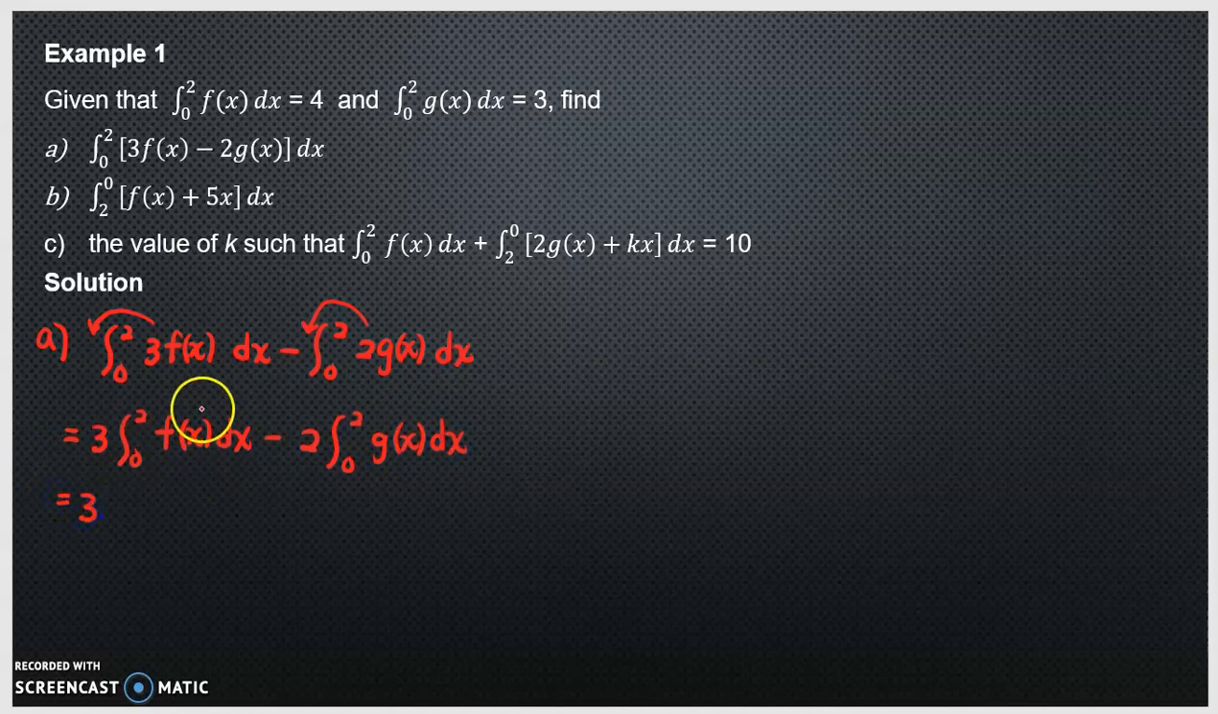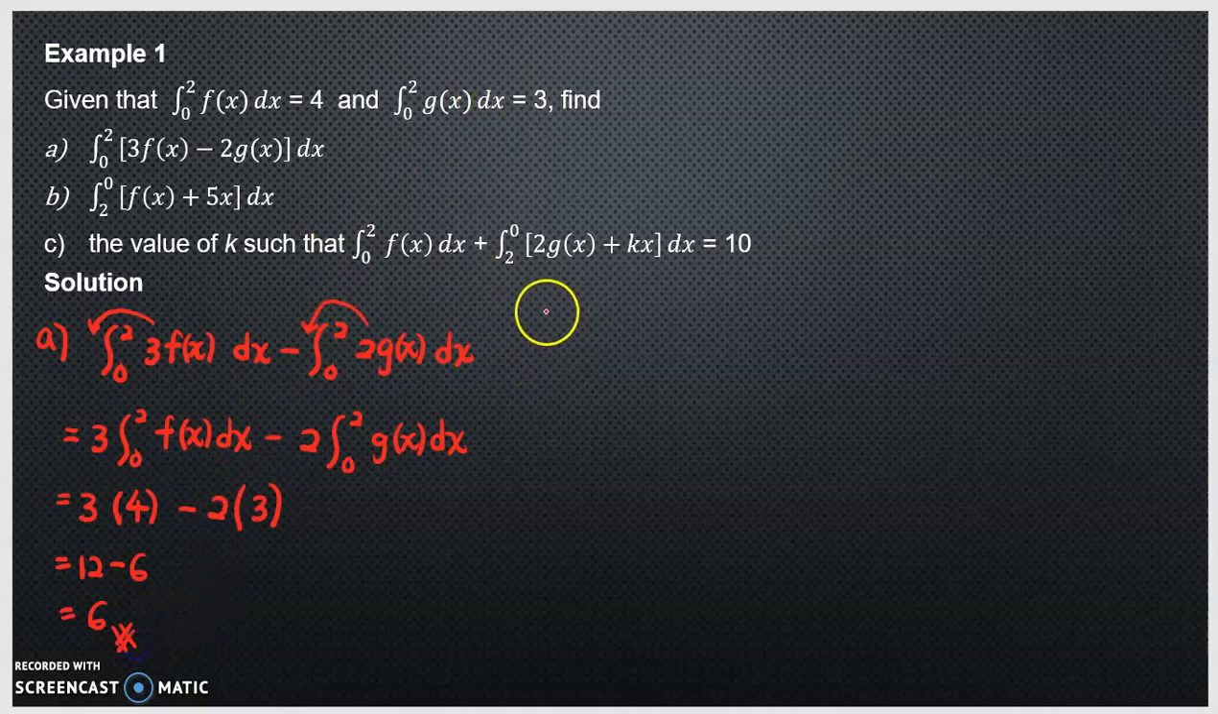And we all know that integration of f(x) from 0 to 2, the value is 4. So it means 3 times 4, minus 2 times integration of g(x) from 0 to 2. Integration of g(x) from 0 to 2 is 3, so times 3. So 3 times 4 is 12, minus 6. So here is 6. This is the answer for question A.